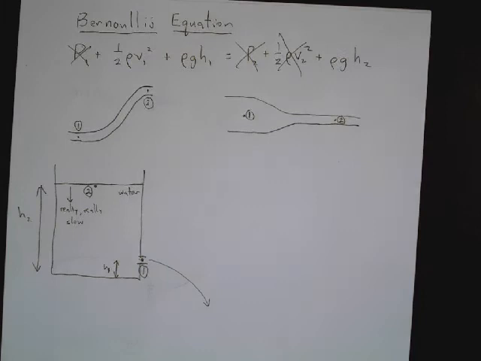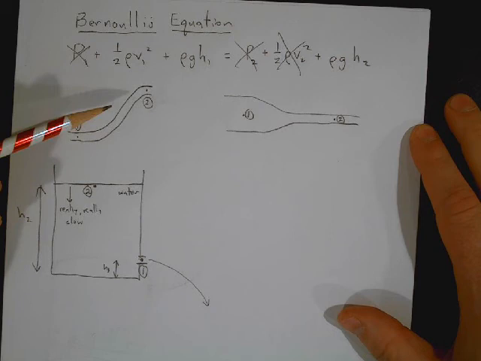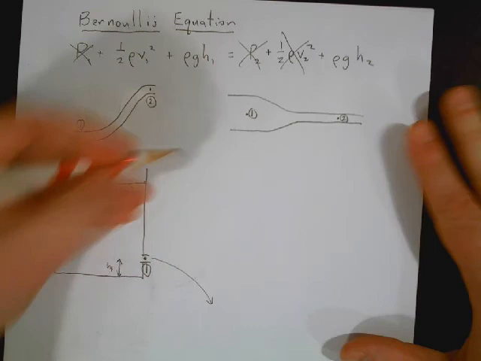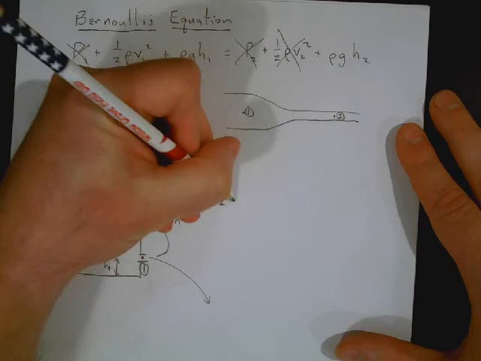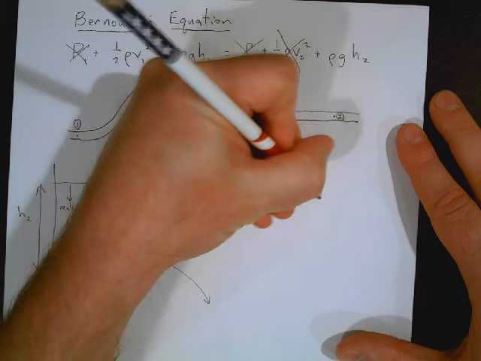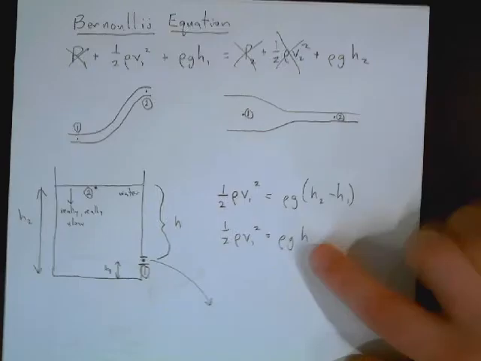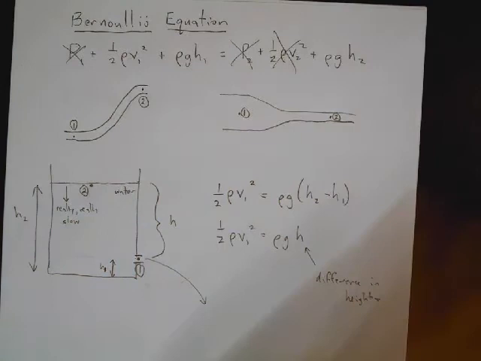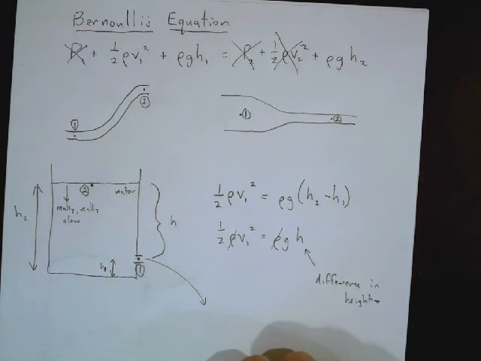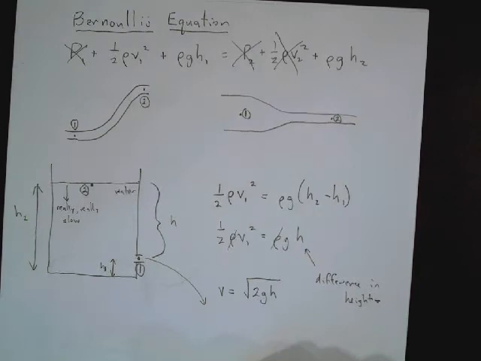And then if I wanted to find how fast it's going, I would have to do H2 minus H1, which is really that height. Hopefully you see that. And so you would end up with an equation that's going to look like this. One half, well, it would be this, where this would be the difference in heights, as shown on my picture. And then, hey, look, density goes away, and I end up with v equals the square root of 2gh, and you can solve.